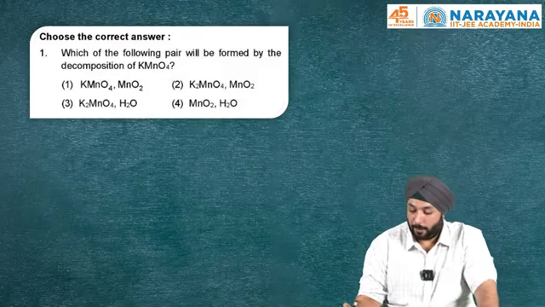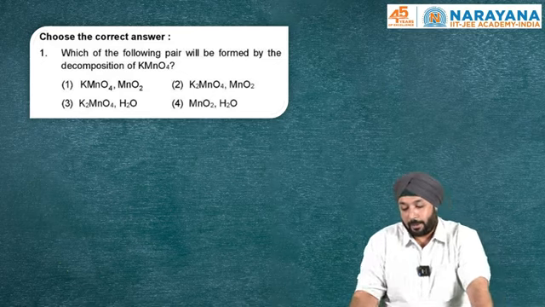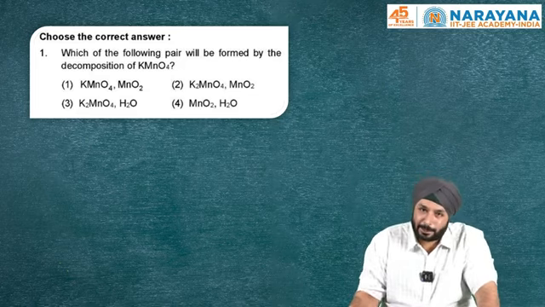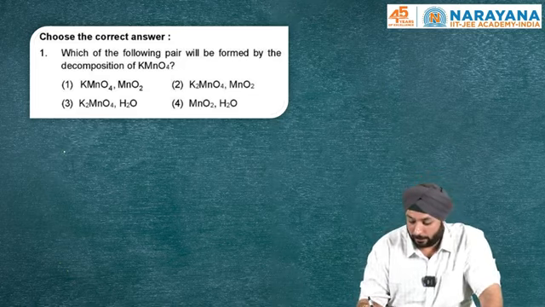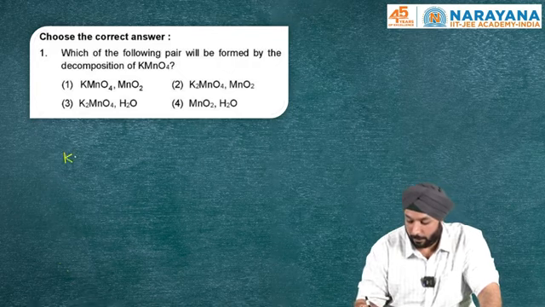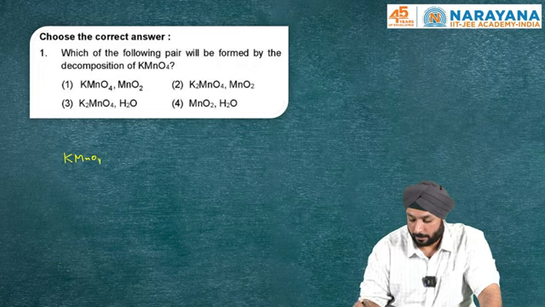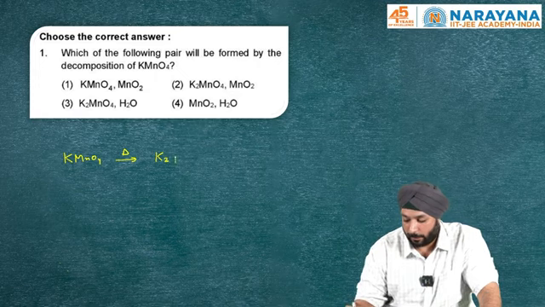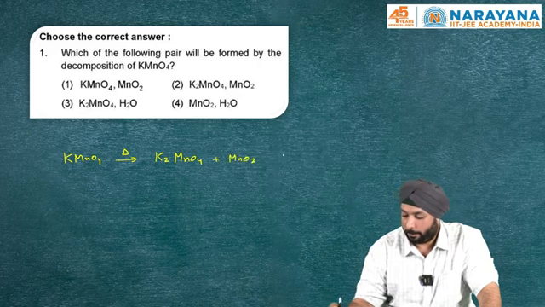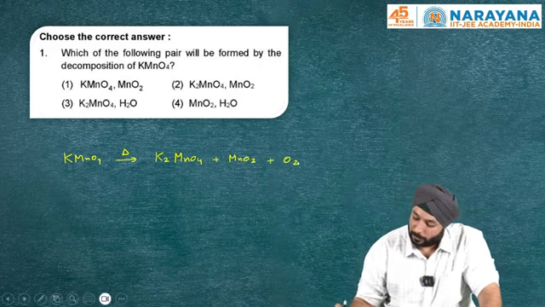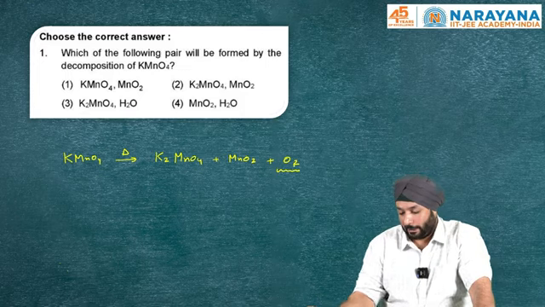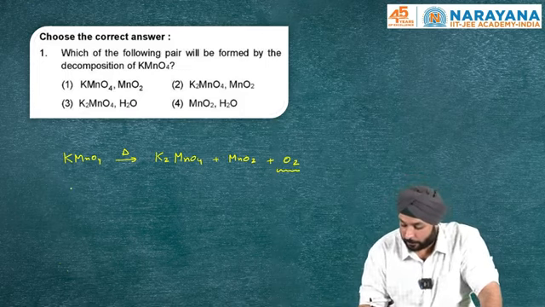Question number 1 for this examination is: which of the following pair will be formed by the decomposition of KMnO4? It is again an NCERT based question. Now we know that KMnO4 on heating dissociates to K2MnO4 plus MnO2 plus oxygen gas. So it is also one of the methods to produce oxygen gas from KMnO4. So the correct option should be option number 2.